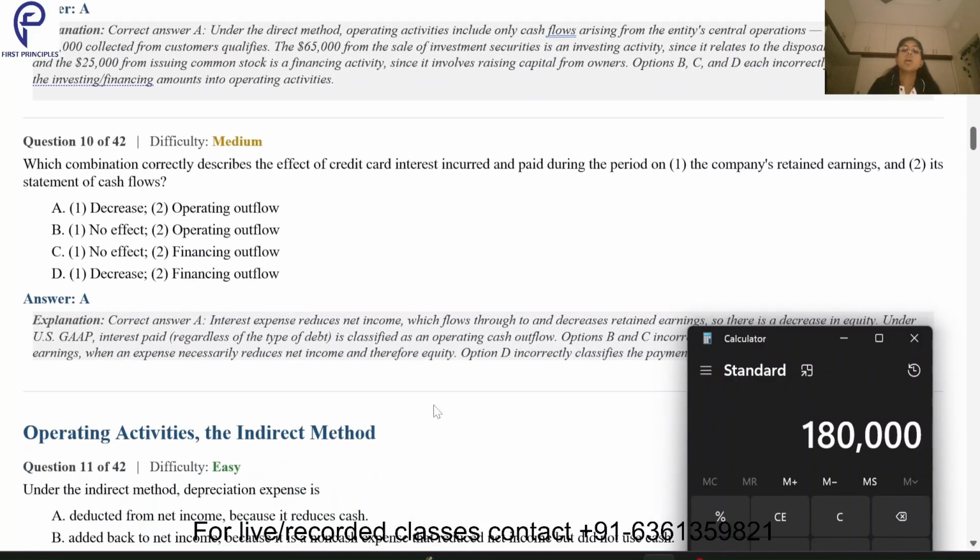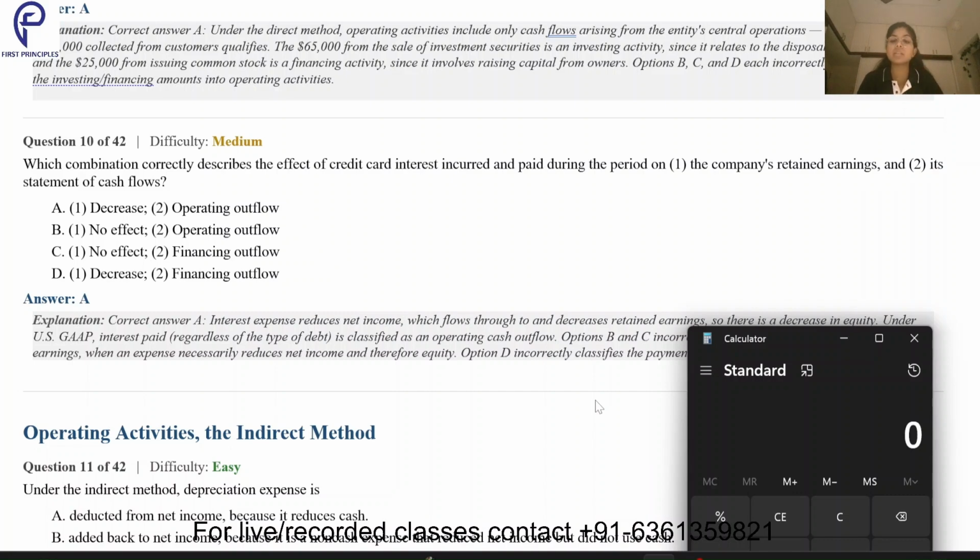Moving on to the next question. Which combination correctly describes the effect of credit card interest incurred and paid during the period on the company's retained earnings and its statement of cash flows? First of all, what is credit card interest? It's usually the normal interest. It will be classified as an interest expense on my income statement. Now, it is asking about the effect in 2 places, on the statement of cash flows and on my retained earnings. Since it's an interest expense, it will be shown where? It will be shown as an operating outflow. So either option A or option B is my correct answer.